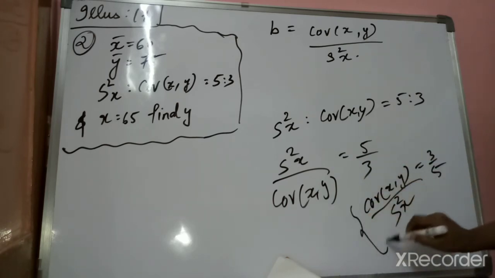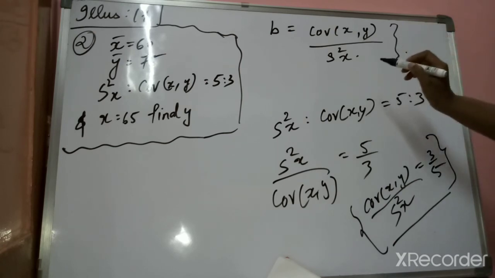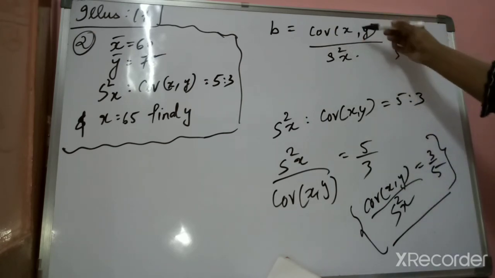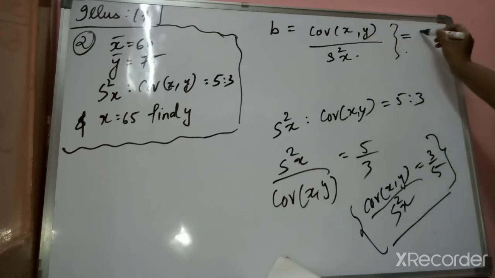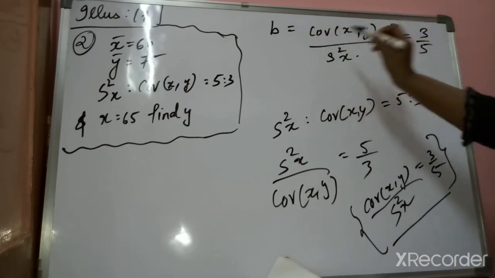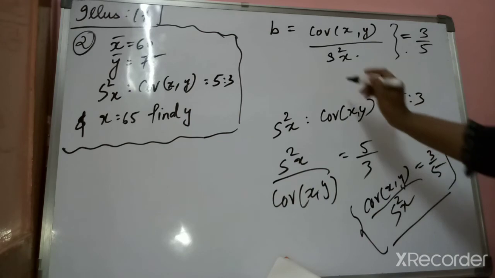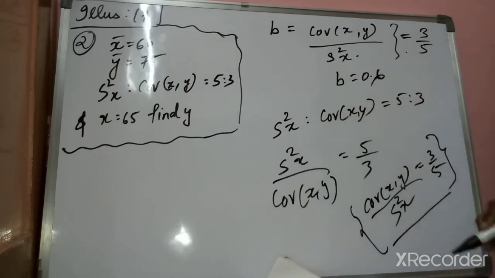Now look, just have a look at this and at our b formula. Are they similar to each other? Yes, covariance xy upon s square x. So you can write it as 3/5. So your answer for b is 3/5. Just take your calculator and divide 3 by 5. It is 0.6. So you can write b is equal to 0.6.